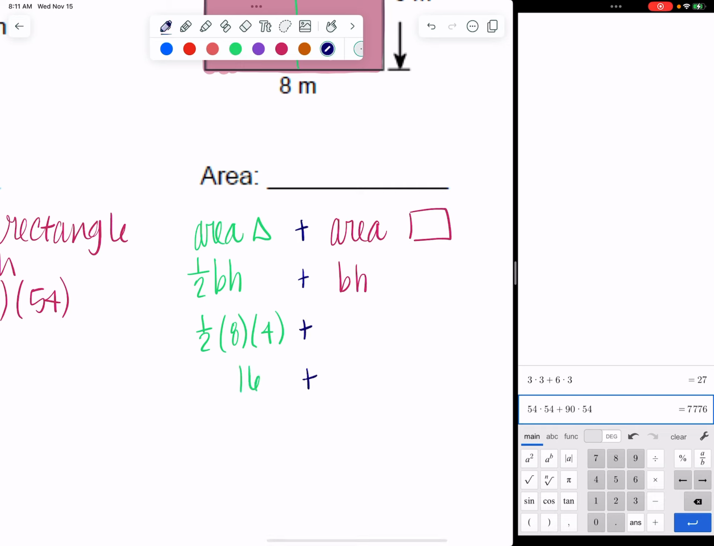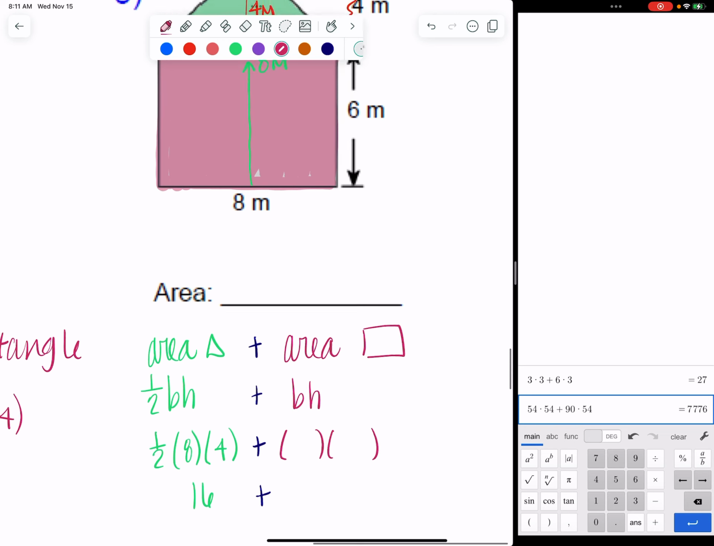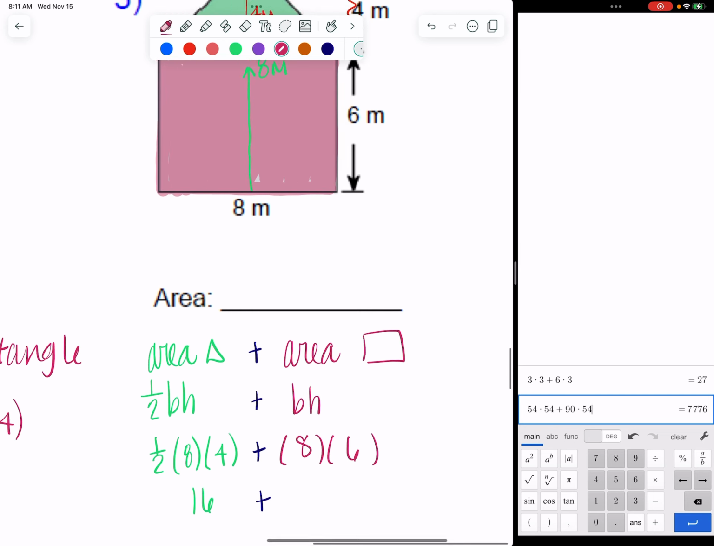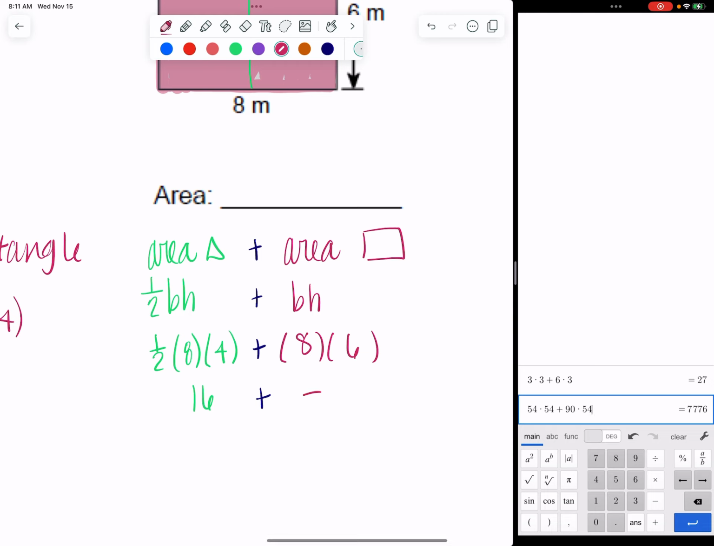If you go put that in Desmos, no judgment. It just happened in my head. So I did it. The base of the rectangle is 8 and the height is 6. 8 times 6 is 48. 48 and 16 gives us a total area of 64 meters squared.